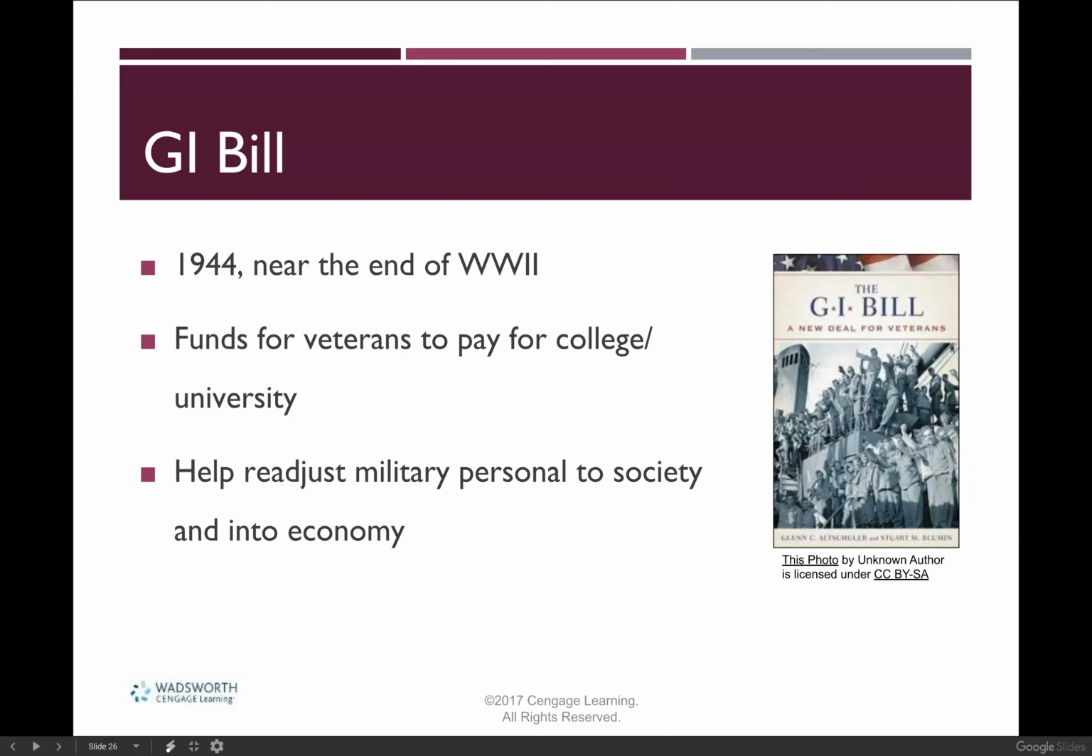Another reason, a boost for community colleges that started the structure, at least in California, of community college, CSU, UC, was the GI Bill. At the end of World War II, so 1944-ish, we had the GI Bill. We had a lot of veterans coming back from overseas. They needed to be readjusted into society and the economy. So these were funds to pay for veterans to attend college and university. This could be community college if they wanted to be retrained in a skill, or university if they wanted to continue their education.